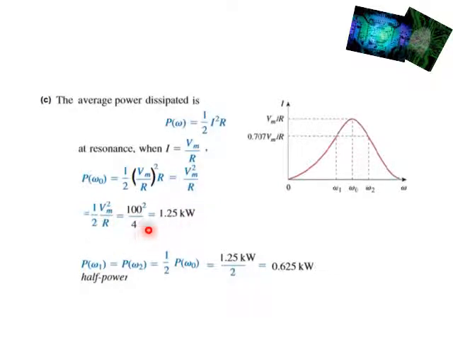Putting in the value, 100 squared over 4, we will have 1.25 kilowatt average power at omega 0. The average power at omega 1 and omega 2, which is half power, is this power at omega 0 divided by 2. So the power at omega 1 and omega 2 is 0.625 kilowatt, here 0.625, and here also 0.625.